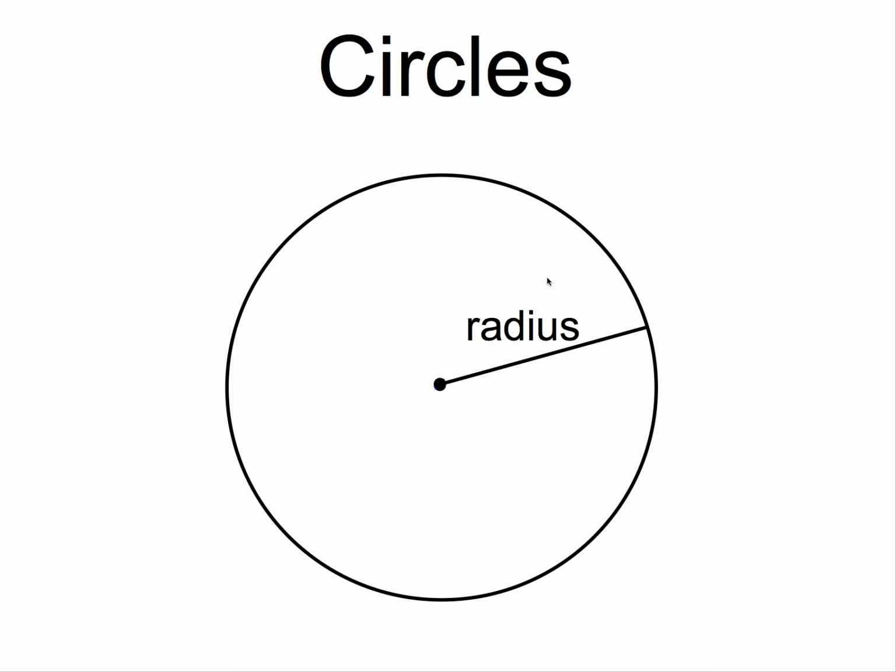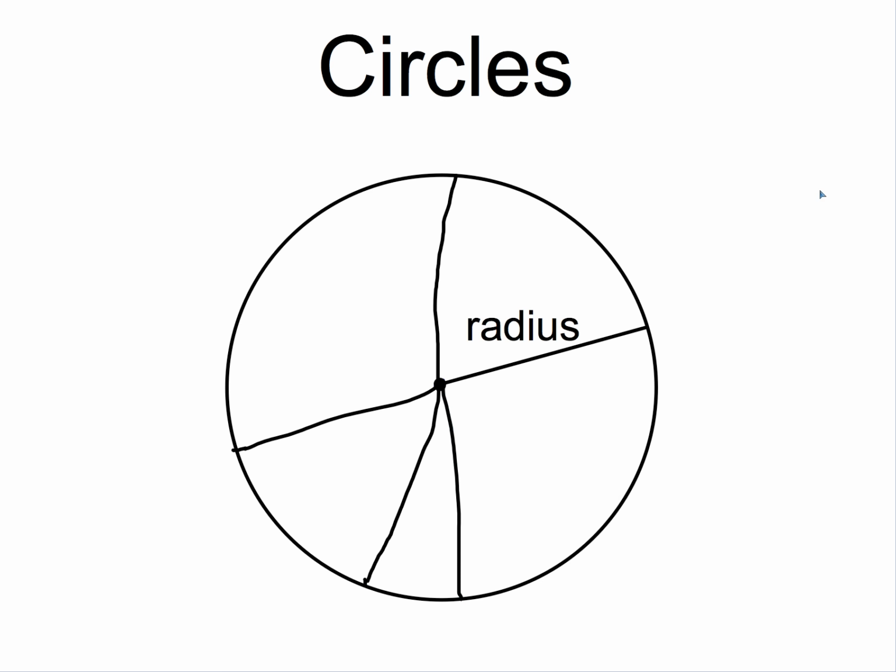Remember that the radius of a circle goes from the center of the circle out to one of the sides. And remember that the radius can be anywhere. That could be a radius. That could be a radius. Obviously, these should be straight lines. I'm doing the best I can. All of these can be the radius, okay?